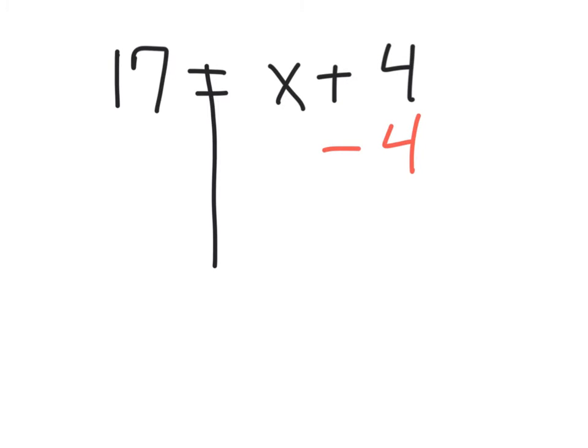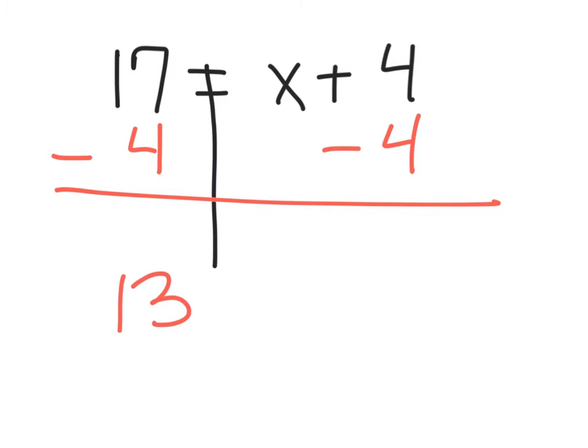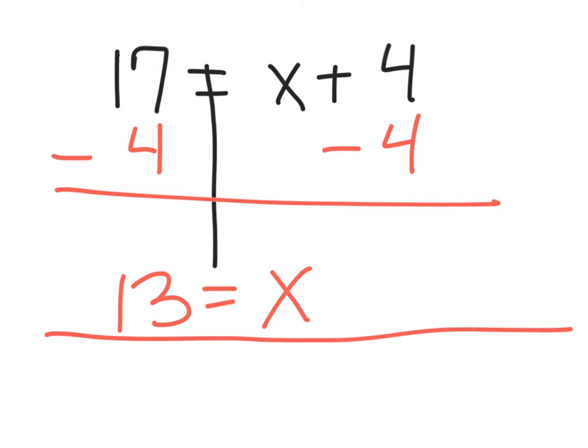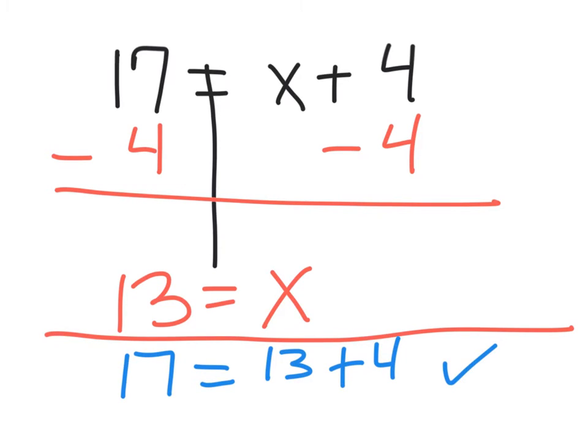But when I subtract 4 from one side, I'm no longer balanced. So I need to subtract 4 from the other side. 17 minus 4 is 13, and that equals x, because my plus 4 and my minus 4 knock each other out. I'm going to do my check from my original equation, which is 17 equals x plus 4. Now I'm going to substitute x with 13, so 13 plus 4, and yes, 17 equals 13 plus 4, so I know that my answer is true.